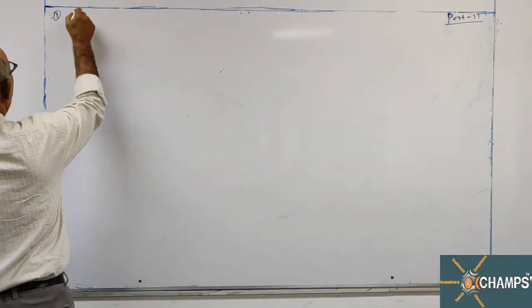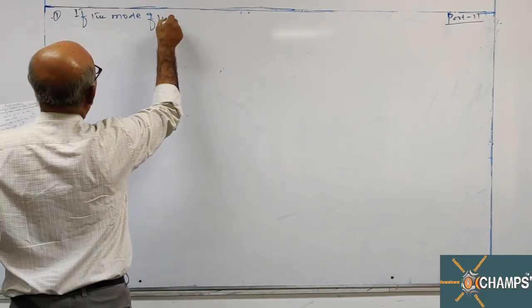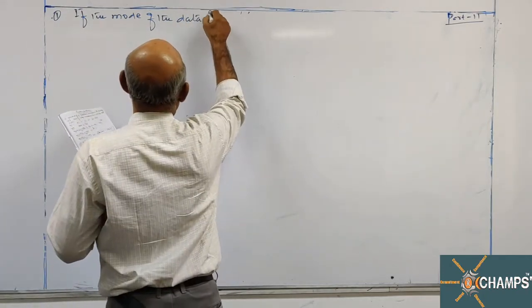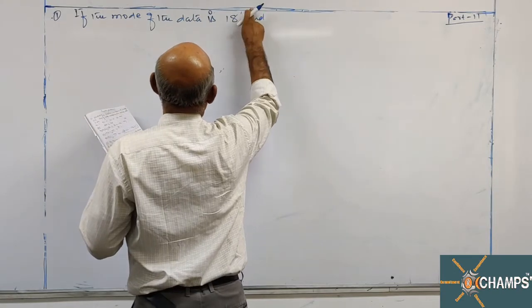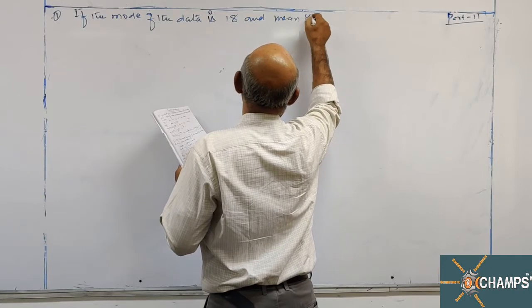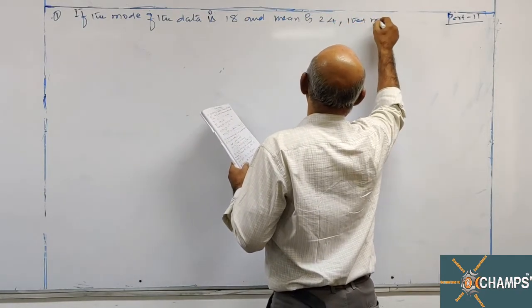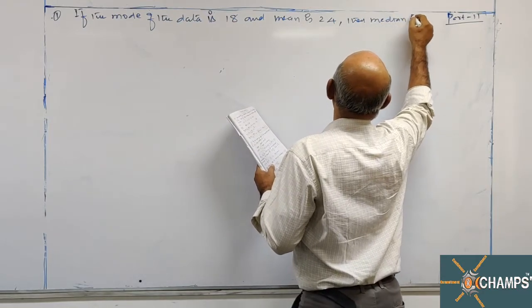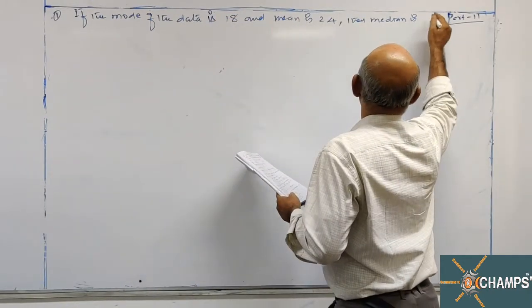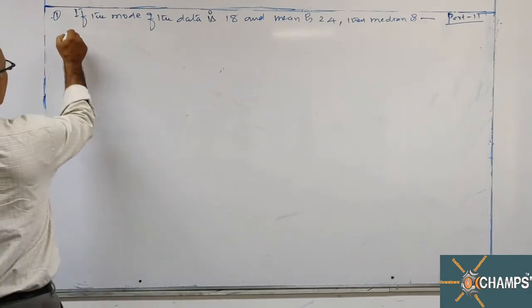If the mode of the data is 18 and mean is 24, then median is? Okay. Now see the solution, very simple question.